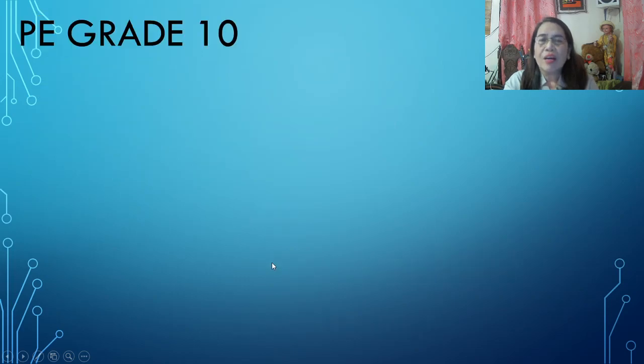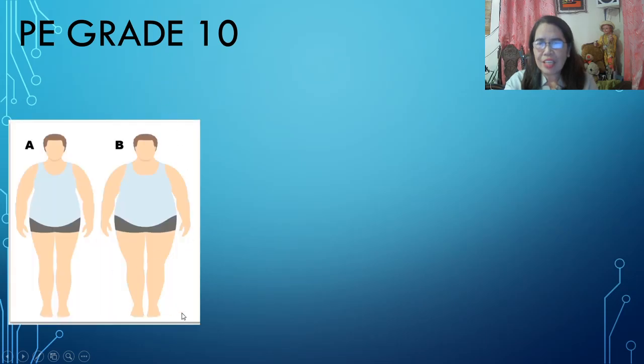Next, we will have permutations. But for the obesity, a little trivia before we go to the next example. So, I got this from your lesson in PE. I'm going to show you pictures. So we have picture A, picture B. What is the difference of picture A and picture B? Picture A is overweight, while picture B is obese. So what's the difference between overweight and obese?